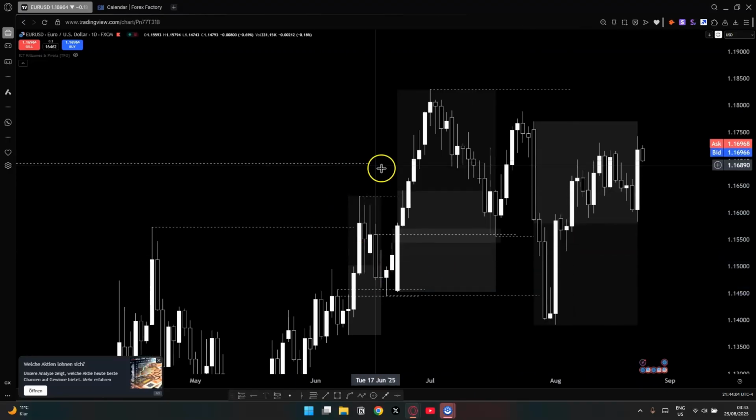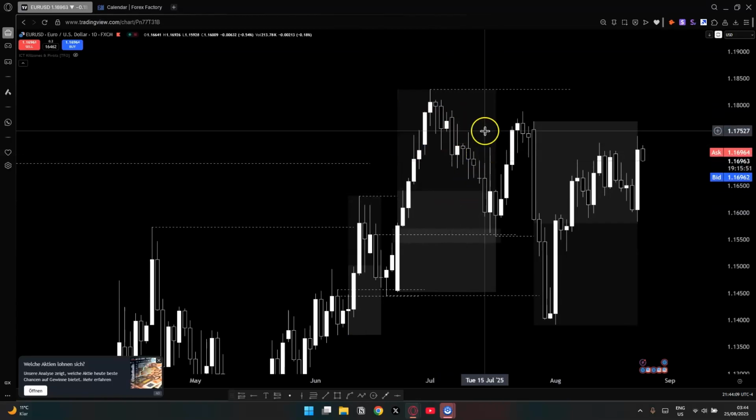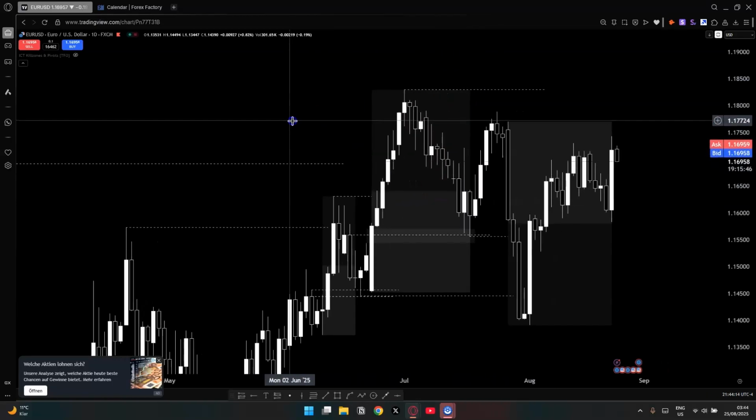Let's see what really happened on the lower time frame here. So just to give you more of a basis on how you could have actually used this information on the lower time frames here.